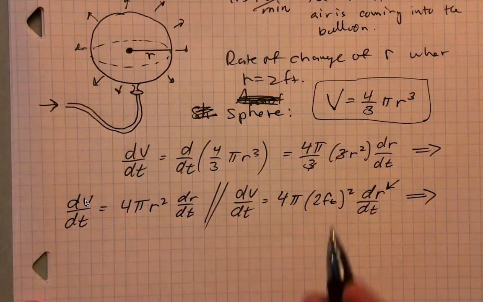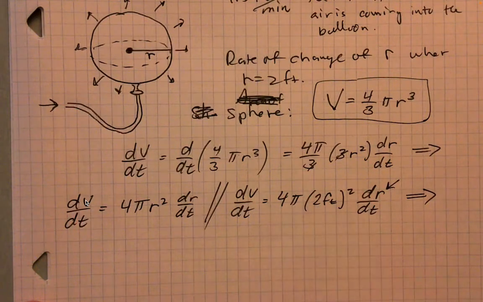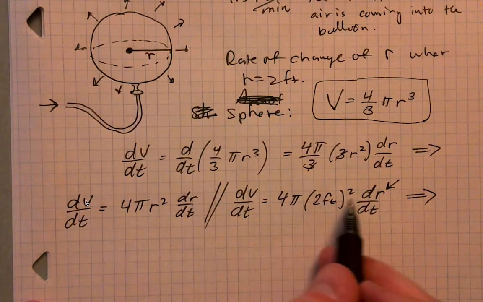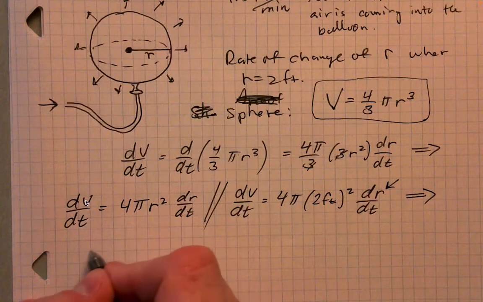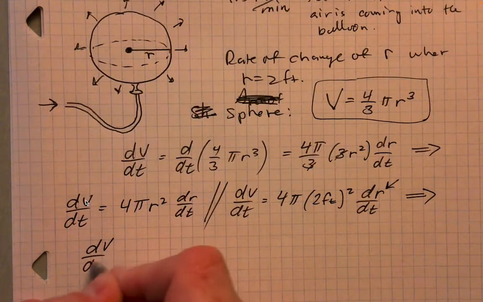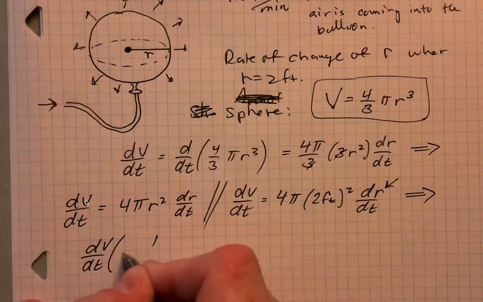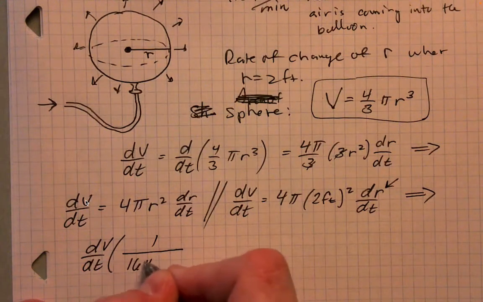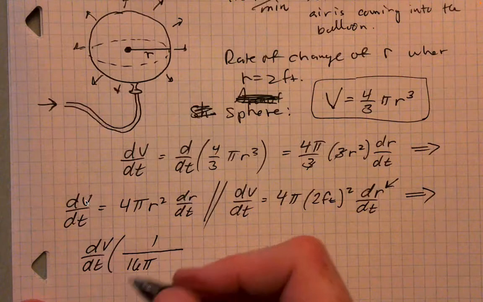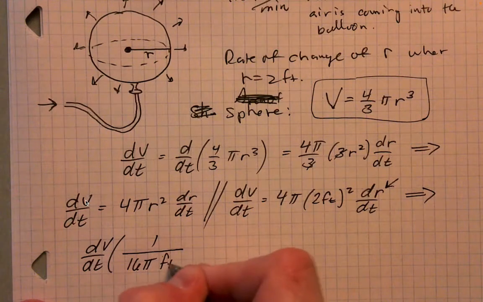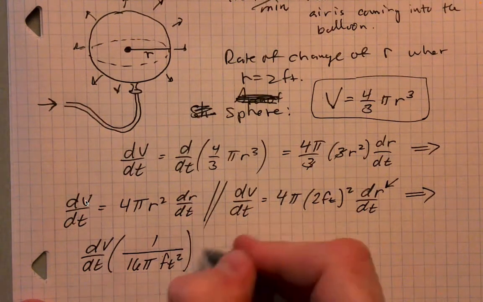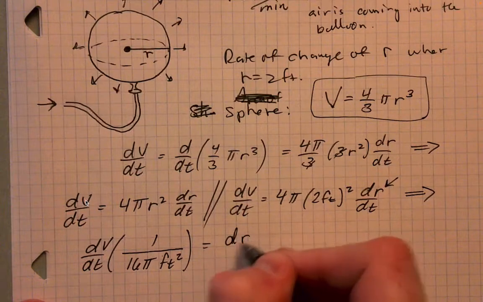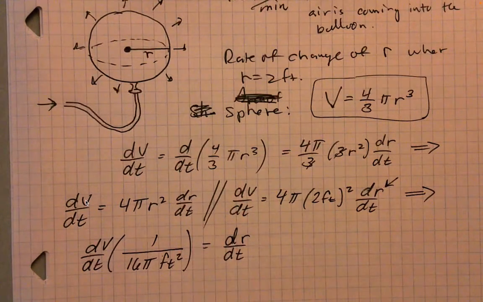So let's flip all of this over and combine some of this. This would be 4 times 2 squared. All right, so on this side you still have your dV/dt, and then you've got 1 divided by 16 pi feet squared. And that's going to be equal to dr/dt. Okay, looks good.